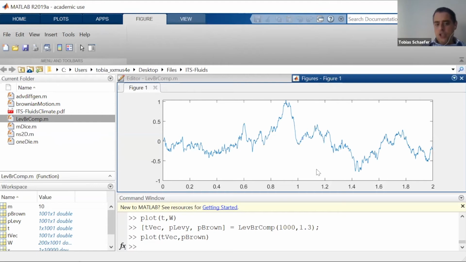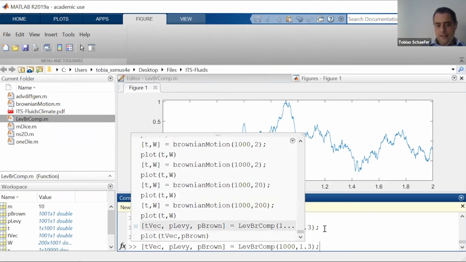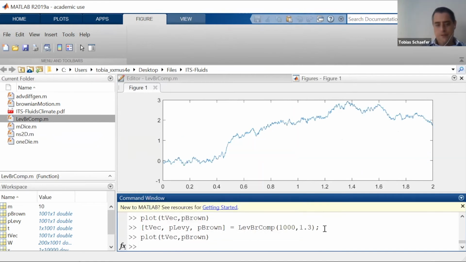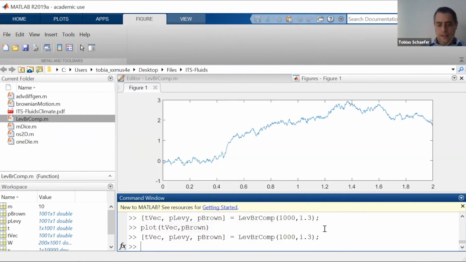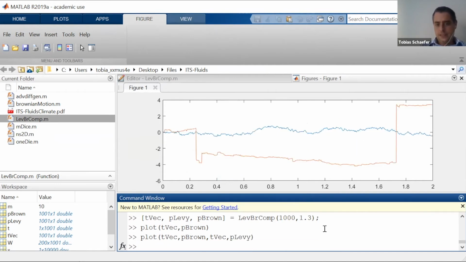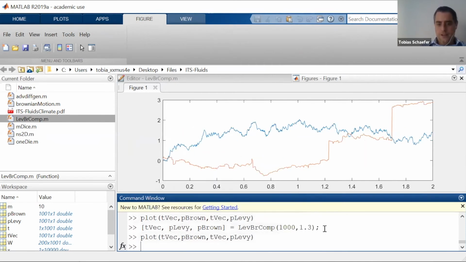This is the Brownian motion. Nothing too exciting. Just a different Brownian motion. And now let's compare this to the Levy motion. Let's do a couple of these runs to get a feel for it.